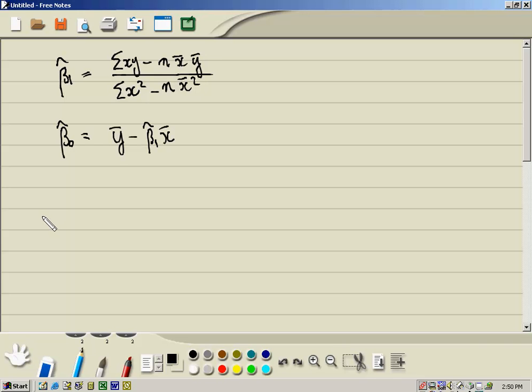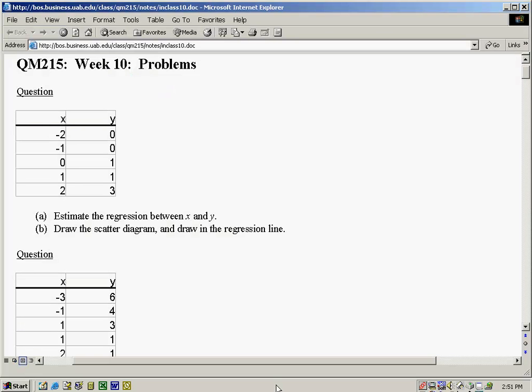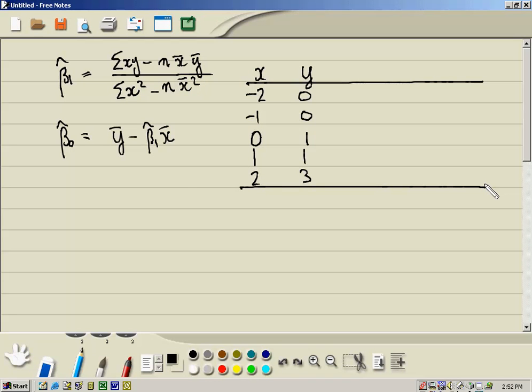Alright, so that we can understand how these formulas work, let's do this on an example. Let's use this example, and I'm going to write this data on our page, and we'll work it out from there. Here we have the data transcribed to the page. To get all the things we want, like sigma xy and x bar and y bar and sigma x squared, we'll need two more columns here, one for x squared and one for xy.